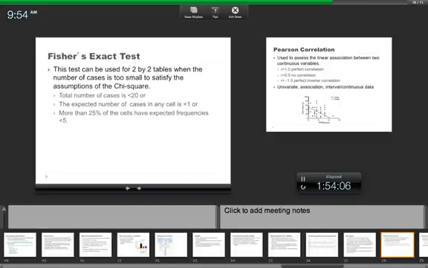So what if that greater than or equal to 20 requirement is not satisfied? You can use Fisher's exact test. This test can be used for a 2x2 table when the number of cases is too small to satisfy the assumption of the chi-square. That is, the total number of cases is less than 20, or the expected number of cases in any cell is less than 1, or more than 25% have expected frequency less than 5.